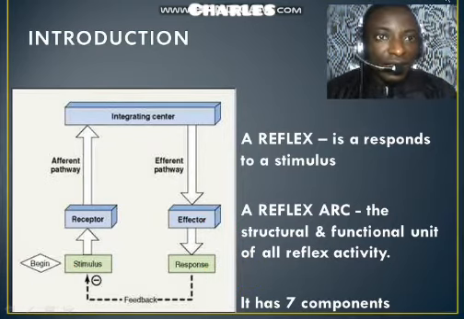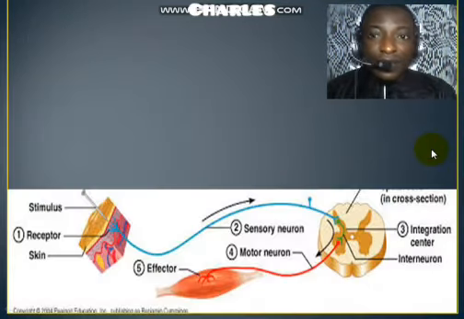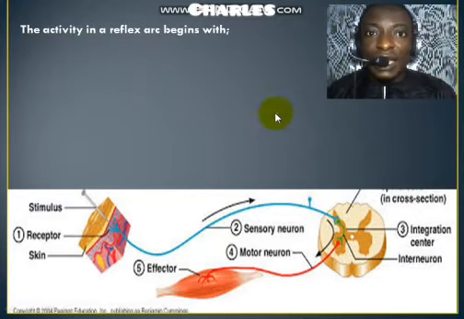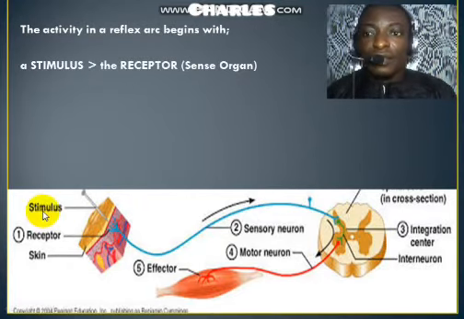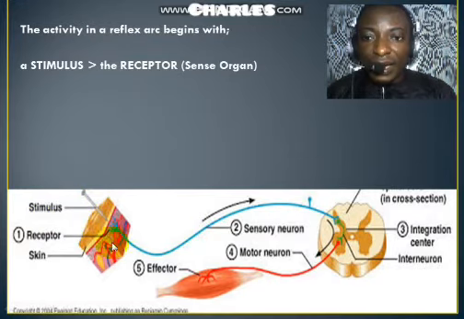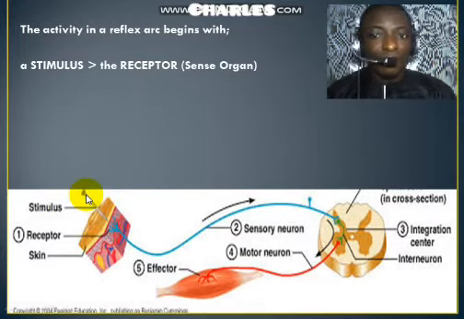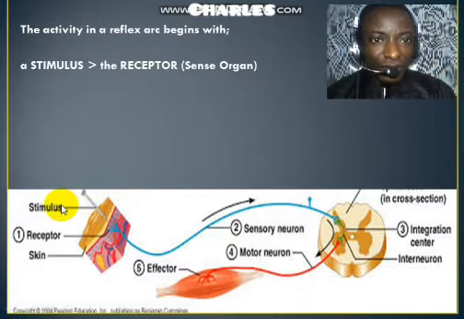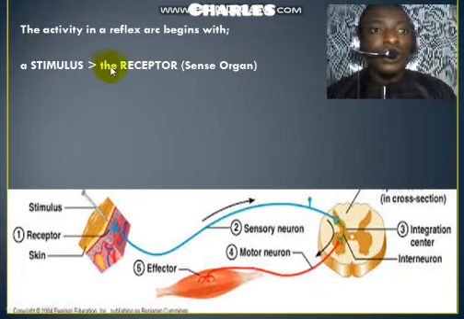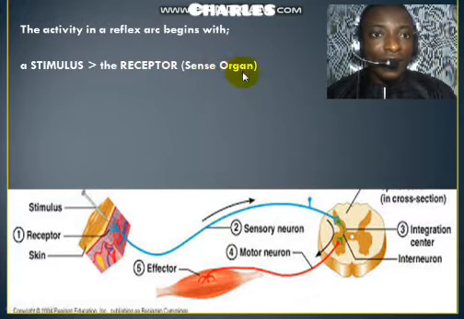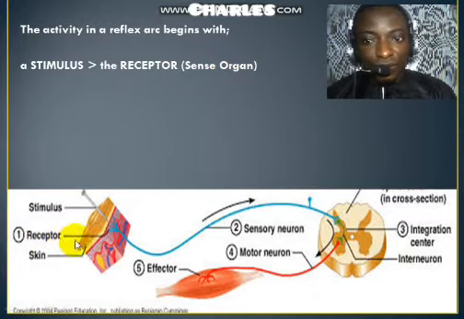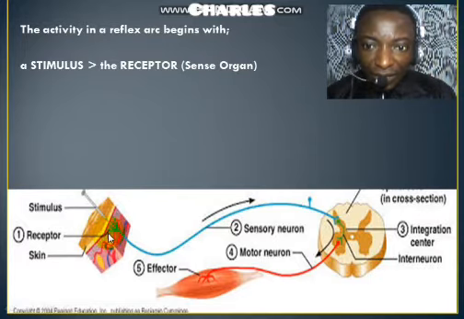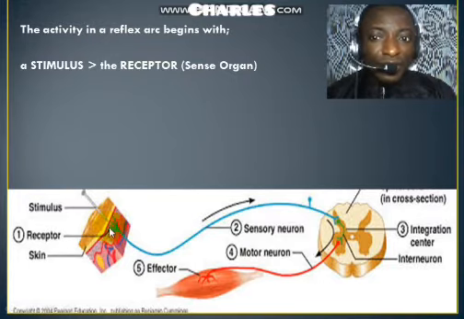Going forward, activities in a reflex arc begin with a stimulus. This is the stimulus. Look at this diagram here. You can see a nail piercing the skin. The piercing of this sharp object is the stimulus. Now, the stimulus would stimulate the receptor, which is also known as the sense organ. This is the receptor. There are receptors here that are stimulated by the piercing of this nail.